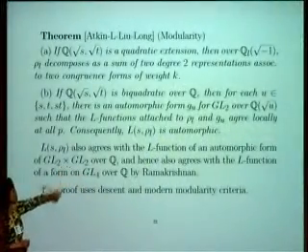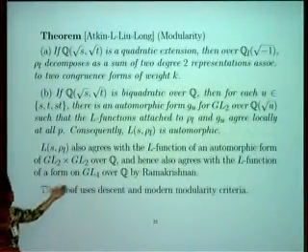And using a theorem of Ramakrishnan, an automorphic form for GL2 cross GL2 can also be interpreted as a form for GL4.